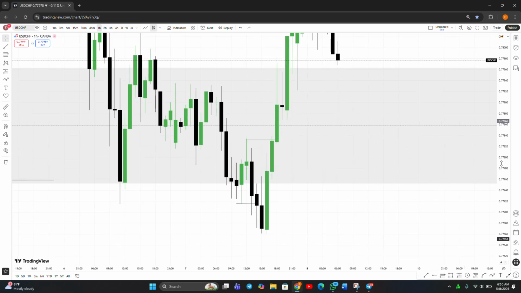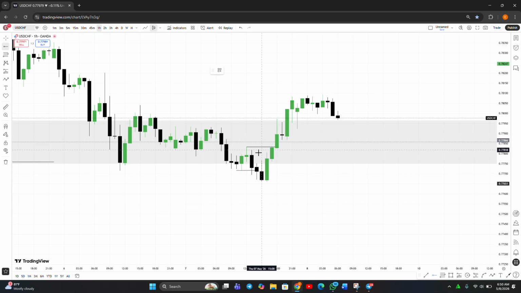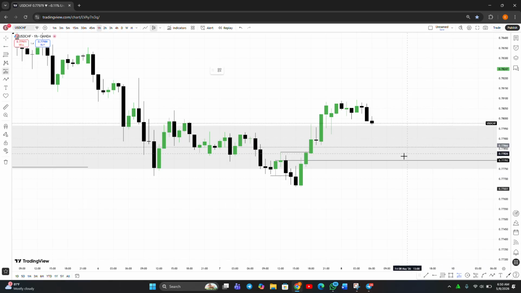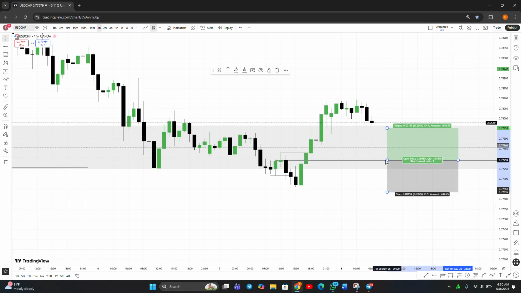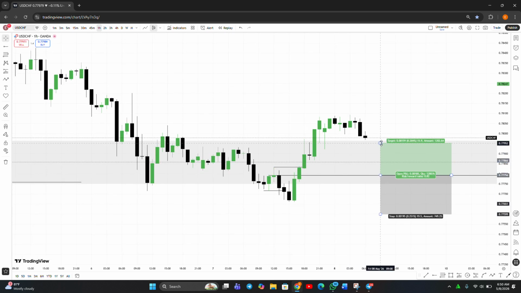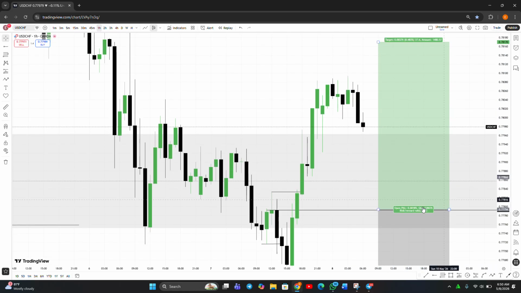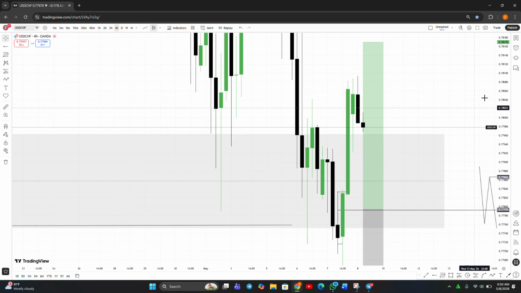Right now, this should have just been a very simple entry for me. I wait for price to come here and then stop loss, profit wherever I want to take profit. Okay, but no, I'm not going to be looking at the 1 hour again for my entry zone. I'll head straight to the 4 hour to see what the 4 hour has to do.